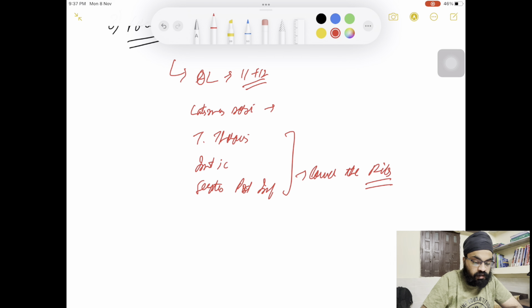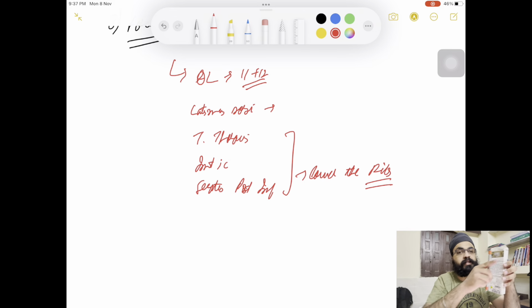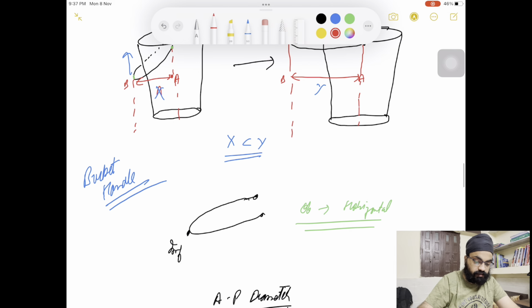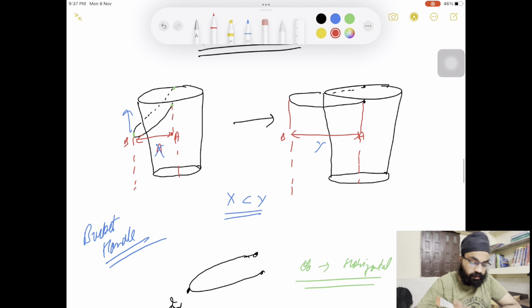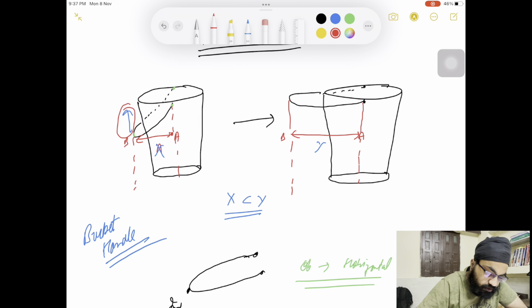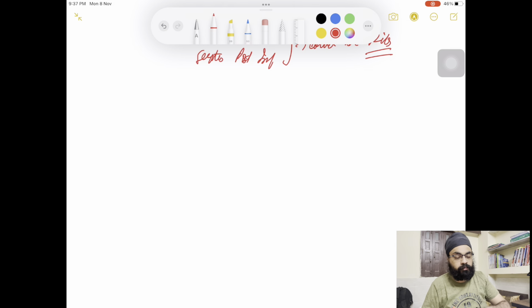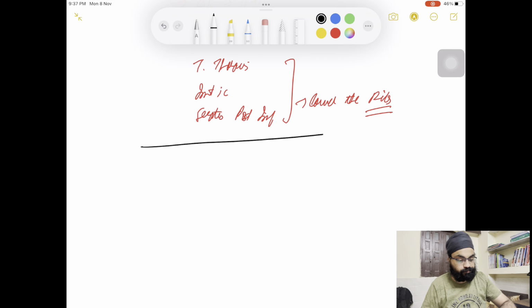Like in inspiration, imagine that bucket handle thing. Just look at that bucket handle thing. So in inspiration this was going up, and in expiration again it will come down. When the ribs are coming down, that is done by these three muscles.